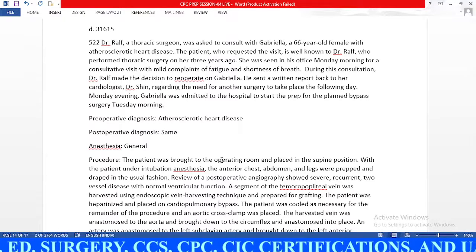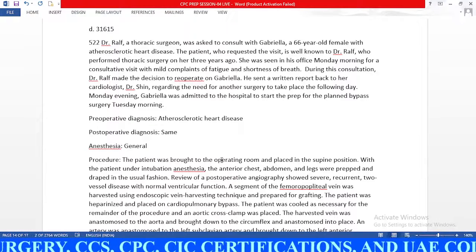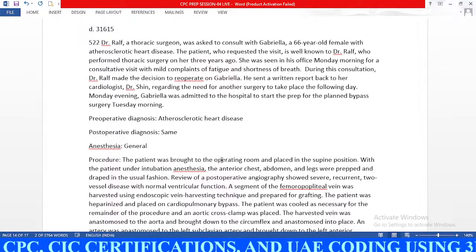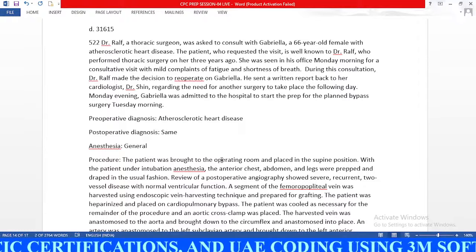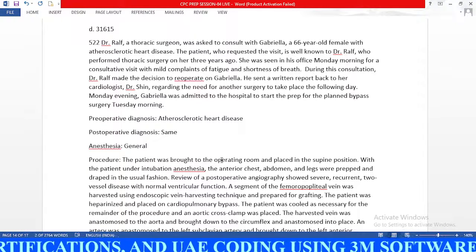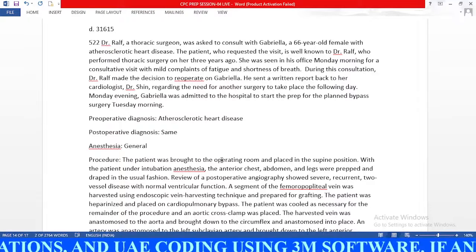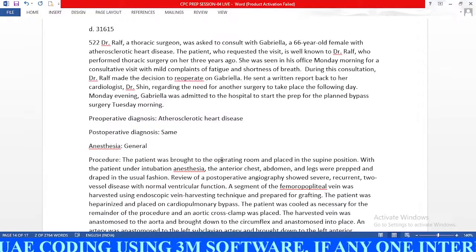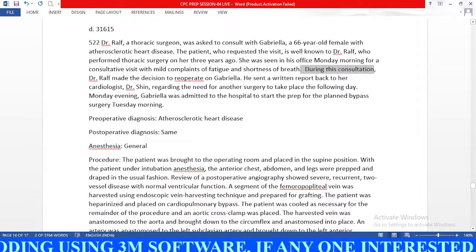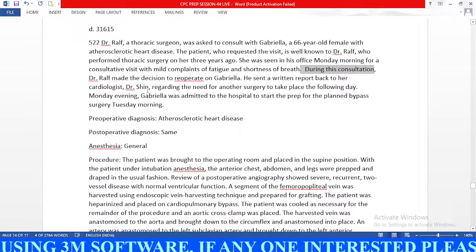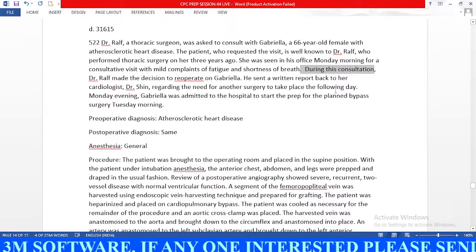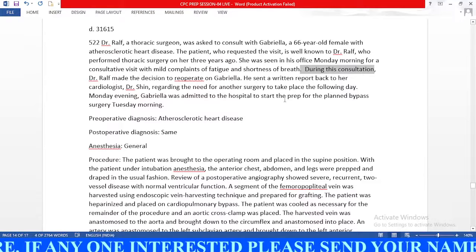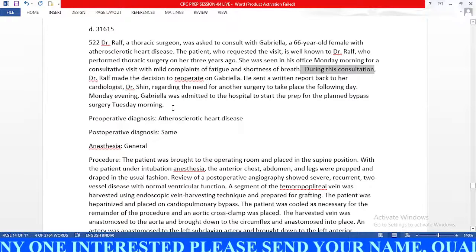Dr. Ralph, a thoracic surgeon, was asked to consult with Gabriella, a 66-year-old female with atherosclerotic heart disease. The patient who requested the visit is well known to Dr. Ralph, who performed thoracic surgery on her 3 years ago. She was seen in his office Monday morning for a consultative visit with mild complaints of fatigue and shortness of breath. During this consultation, he consulted cardiologist Dr. Shin regarding the need for another surgery to take place the following day. Monday evening, Gabriella was admitted to the hospital to start the prep for the planned bypass surgery Tuesday morning.